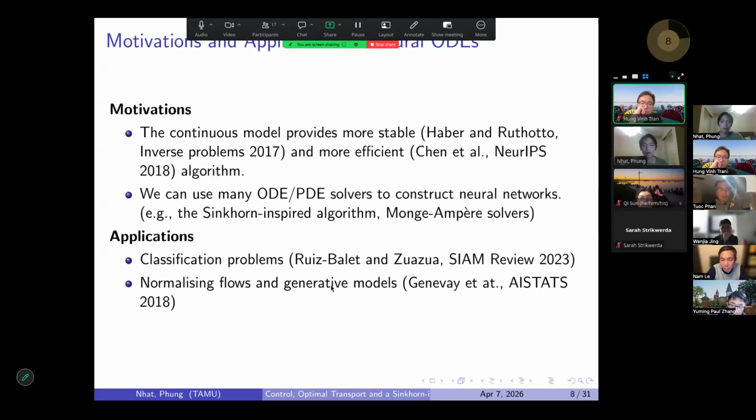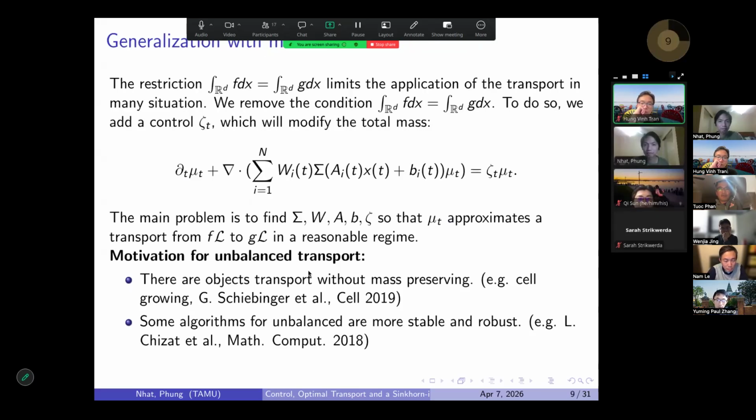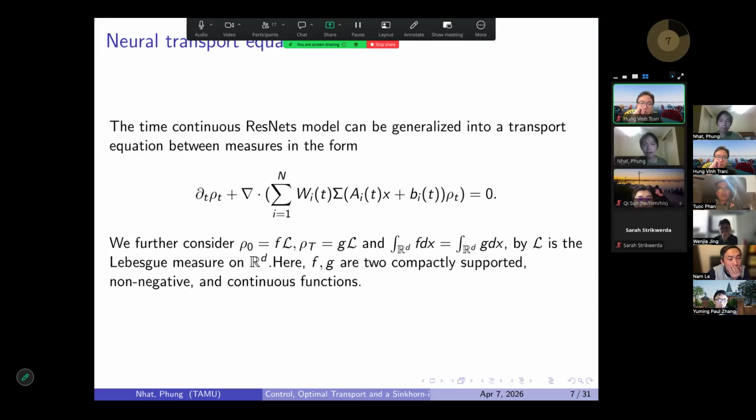So they apply it for generative models. This is just one example. I think a lot of other examples might be available. But now we're looking back at the model in here.